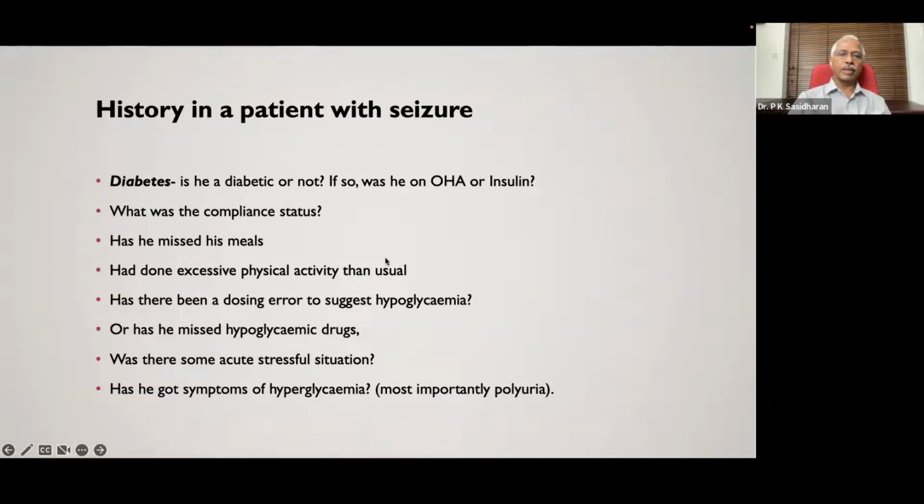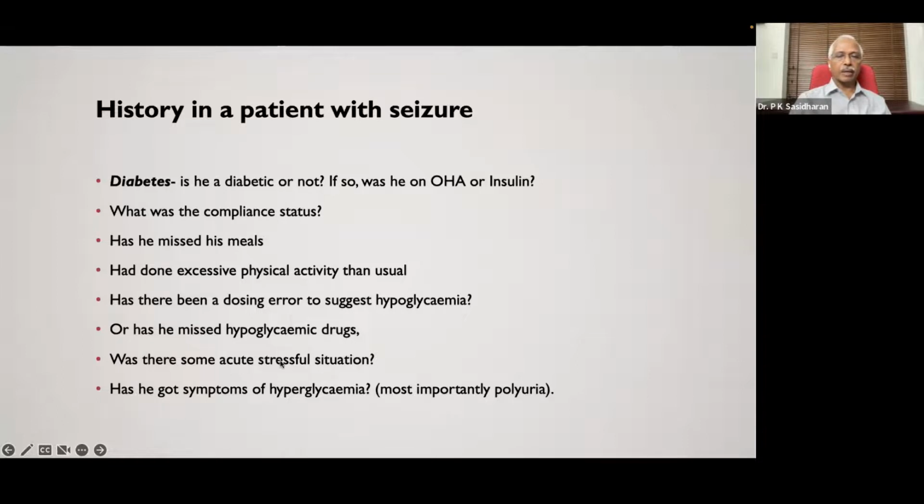Had he done excessive physical activity more than usual? It could be hypoglycemia. Has there been a dosing error to suggest hypoglycemia, or has he missed the hypoglycemic drugs? In that case, it is hyperglycemia. So we need to find out in a diabetic whether it is hyperglycemia or hypoglycemia.